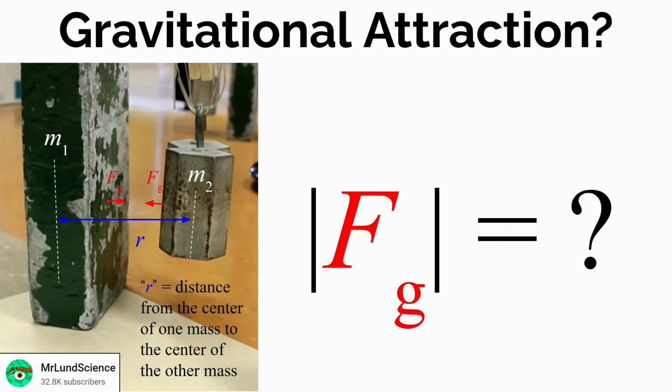That video seems to show a fairly obvious attraction between those two masses, but the question is, how big is that attractive force? If you know the mass of the lead brick and the mass of the hanging masses and how far apart they're separated, let's say the middle of mass 1 to the middle of mass 2, which we'll call R, the distance from the center of one mass to the center of the other, how big is the attractive force of gravity that both of those masses feel towards one another?